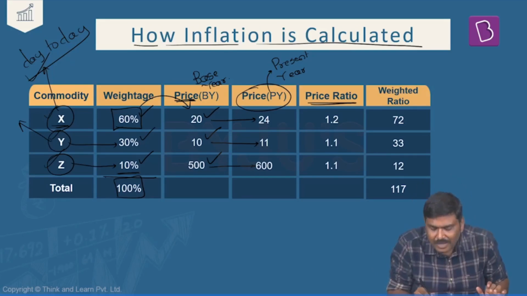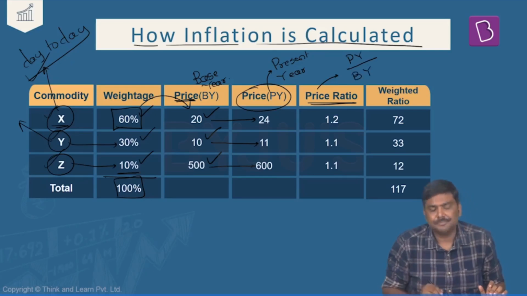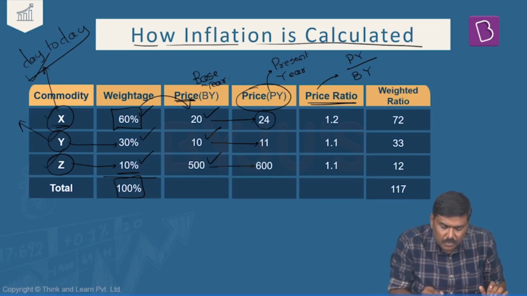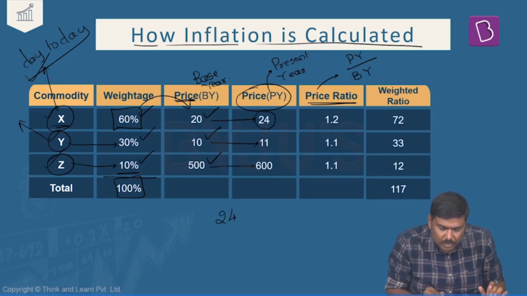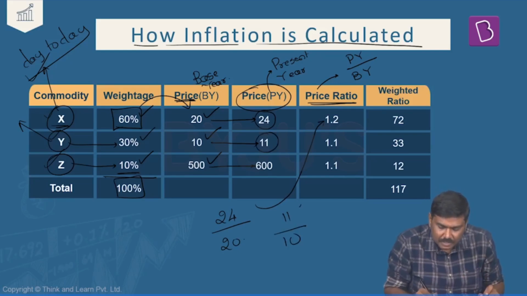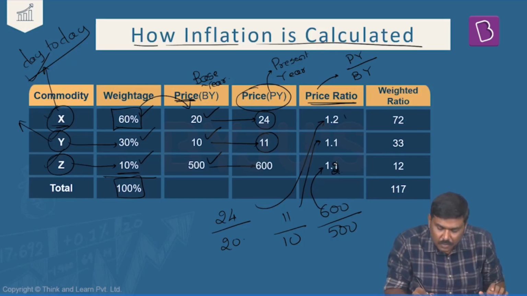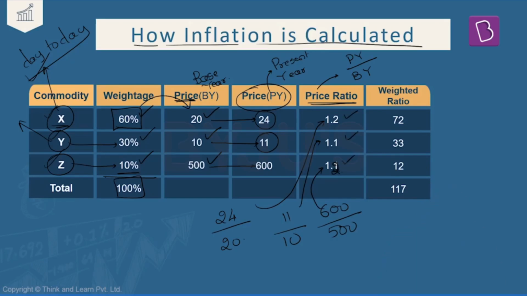What will I do? I will calculate the price ratio. That is basically the present year prices divided by base year prices. For example, what's the present year price for the X commodity? 24 divided by 20. Obviously, the value will be 1.2. For Y, it is 11 divided by 10. Value will be 1.1. And for Z, it is 600 divided by 500. Value will be 1.2. Just make a correction here: 1.2. Now have a look at this. It is 1.2, 1.1 and 1.2.